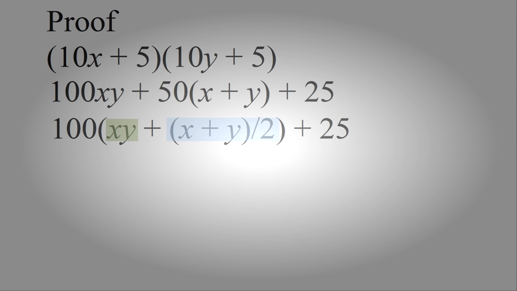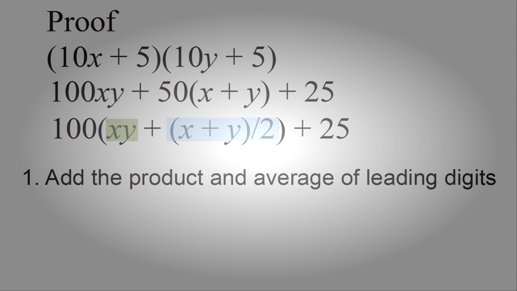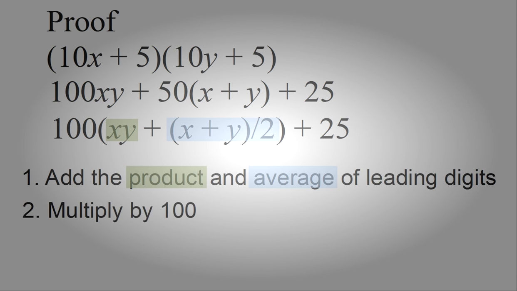xy is the product, (x plus y) over 2 is the average. So this is adding the product and average of the leading digits. We're then multiplying by 100, that's the 100 part, and then finally we're adding 25.